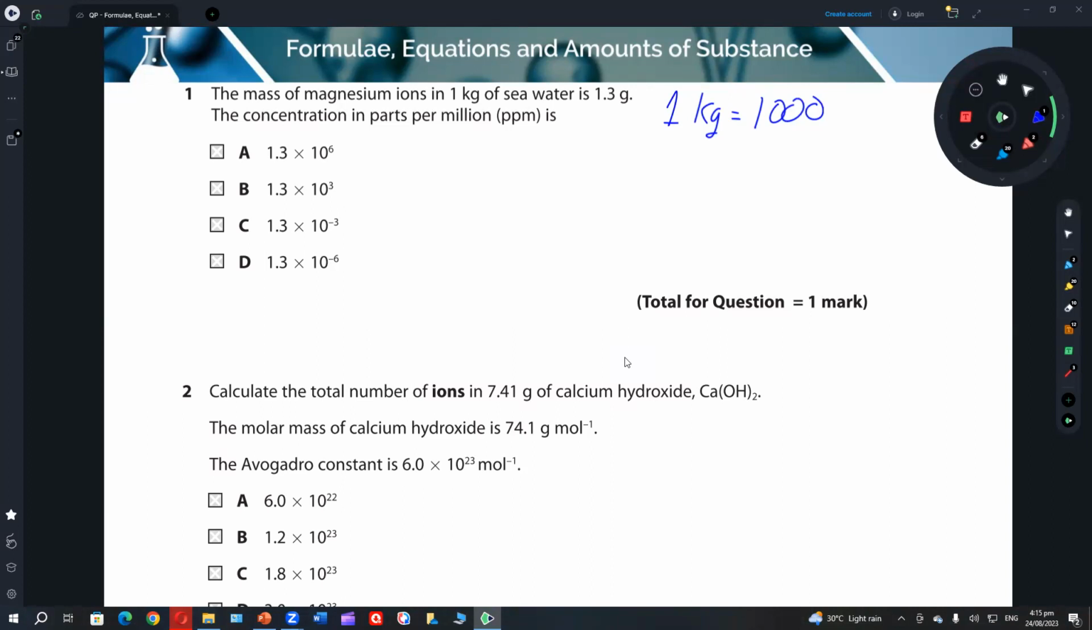1300. I don't know if that's right. How can it be 1300? It's 1.3 grams over 1000 grams. You're not giving me the answer in scientific notation, so give me the answer in scientific notation. 1.3 times 10 to the power minus 3. Very good. But if I do it times 10 to the power 6, it becomes positive 3. Yes, 1.3 times 10 to the power 3.